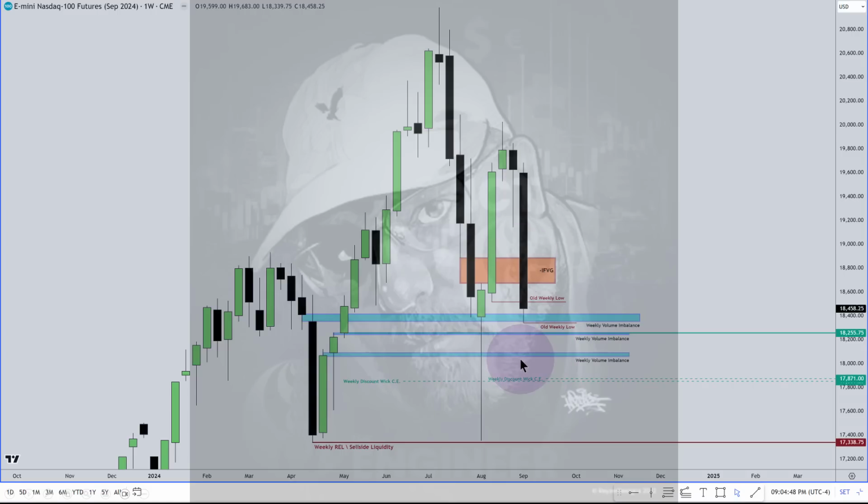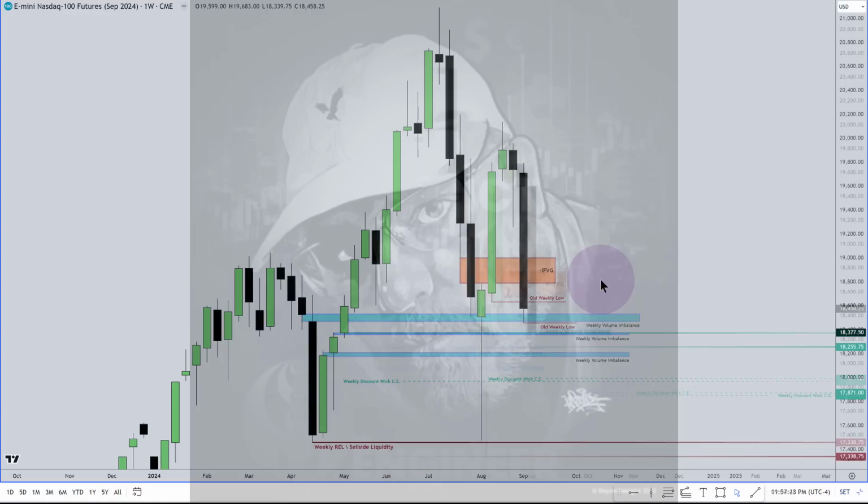They're potential downside objectives. We have this wick here. It doesn't look like it's attached, but I wanted to move it away to see if I can clean this little area up. And then this weekly discount wick consequent encroachment is here. So I'm looking at this wick, half of that, so drop a fib, the 50% level. That's what's been annotated there. And this one is this wick. And then we have the weekly relative equal lows. It's a sell side liquidity pool.